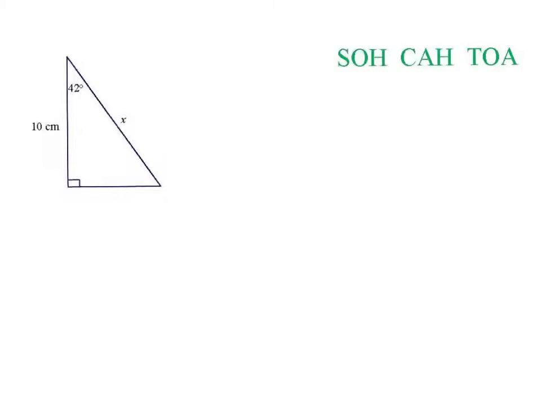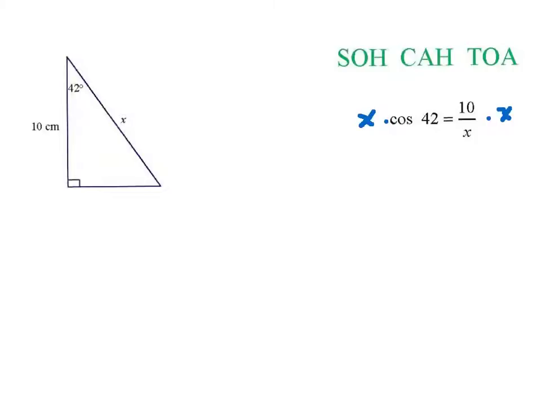So let's set up our problem using the numbers from the triangle. The cosine of 42 equals 10 over x. Now this time x is in the denominator, so our solving is going to take a few more steps than it did last time. The first thing we need to do is to get x out of the denominator, and the simplest way to do that is to multiply each side by x.